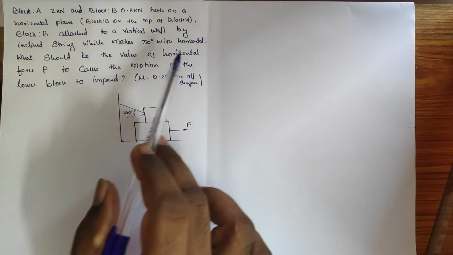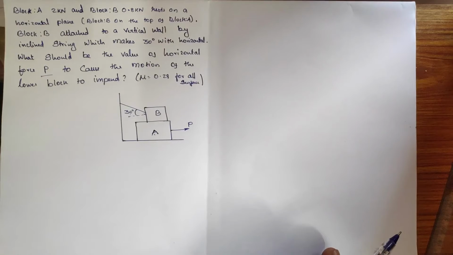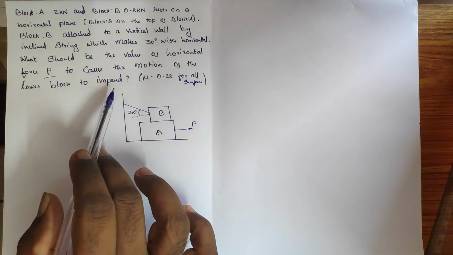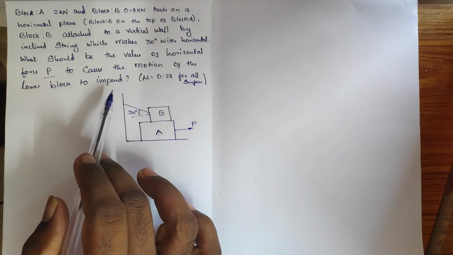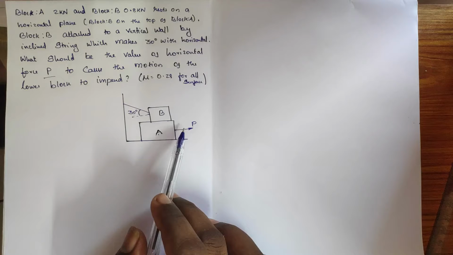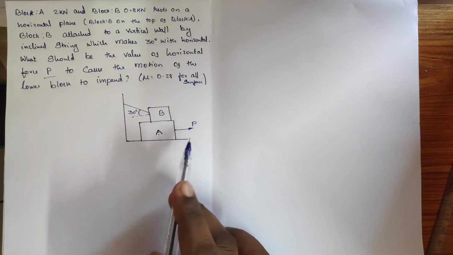What should be the value of horizontal force P to cause the motion of the lower block to impend? Impend in the sense it tends to move, or it starts moving. When it starts to move, it is given that it is moving horizontally towards the right side.